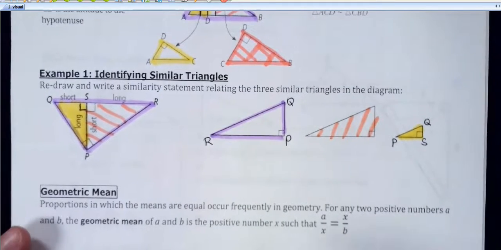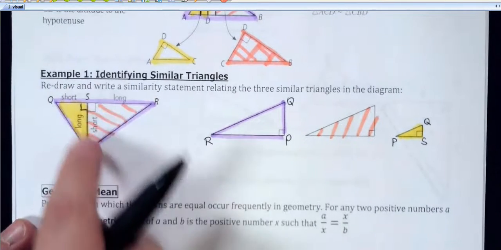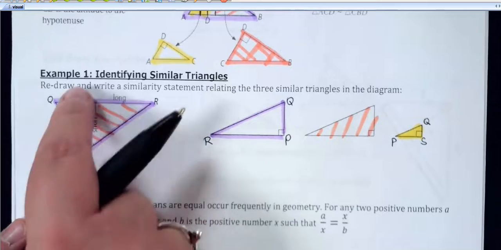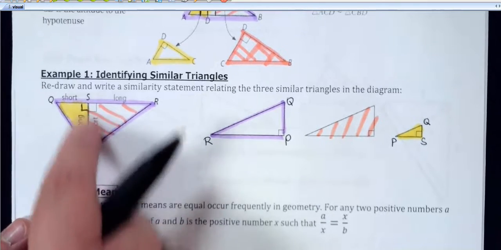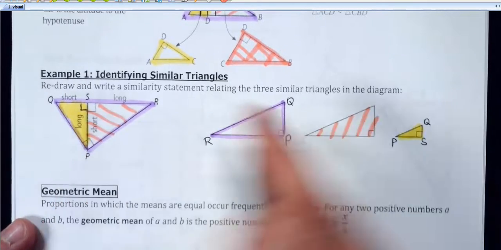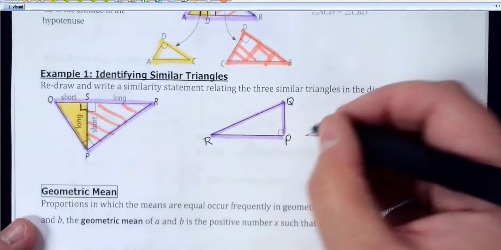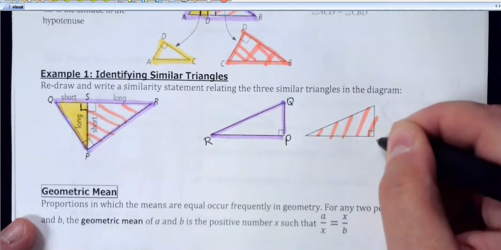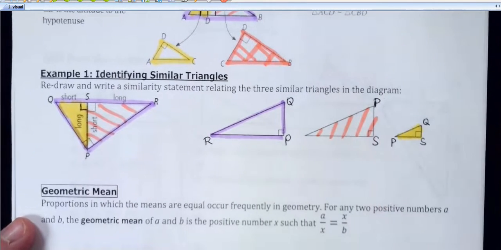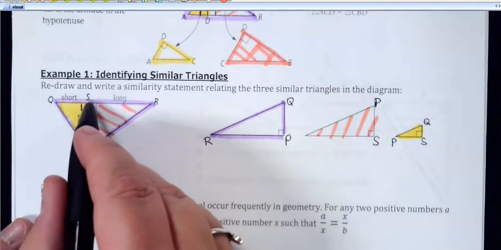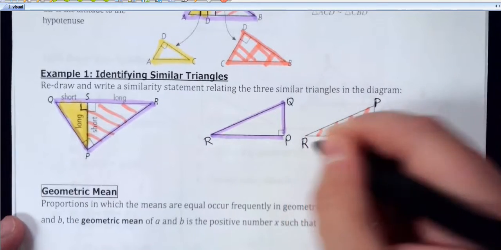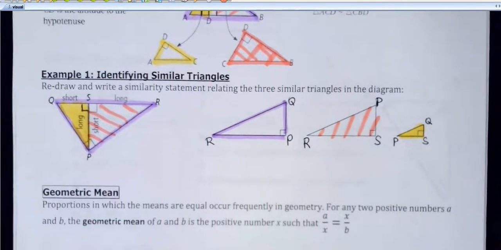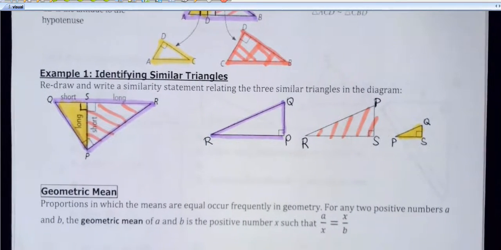Now, with the altitude in the medium-sized triangle, the altitude from S to P is the short leg. S is the right angle in that medium triangle, so it would look like that. Then the long leg is from S to R, and the hypotenuse is from R to P. That's all we're practicing right there, just relabeling. That is going to be the key to doing pretty much every single one of these problems.